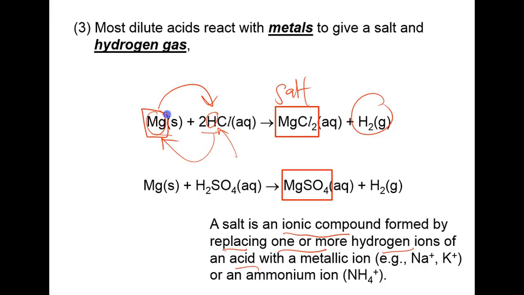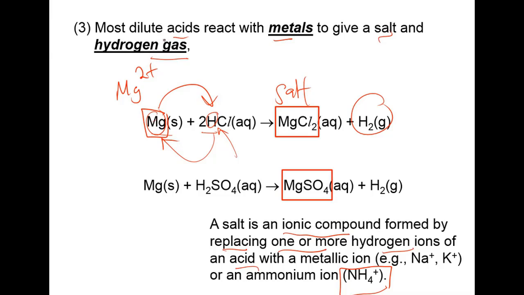The metallic ion here in this case is Mg2+. Sometimes it can be the ammonium ion as well, NH4+. So this is the salt and this is the hydrogen gas. So acid-metal reaction gives us salt and hydrogen gas.